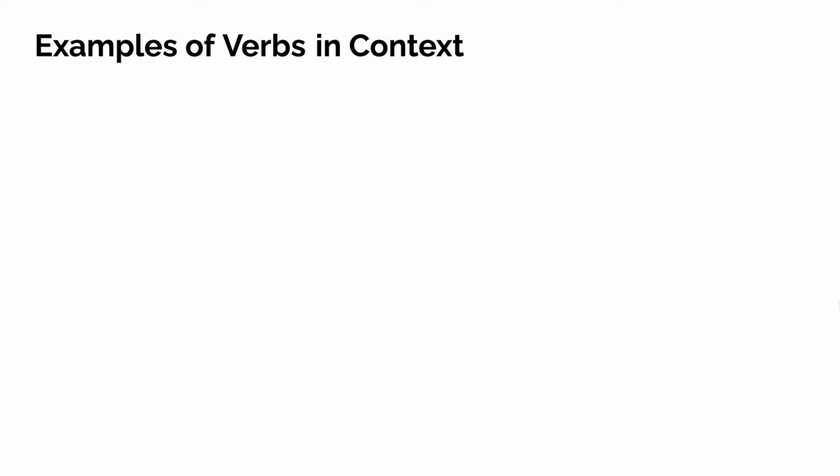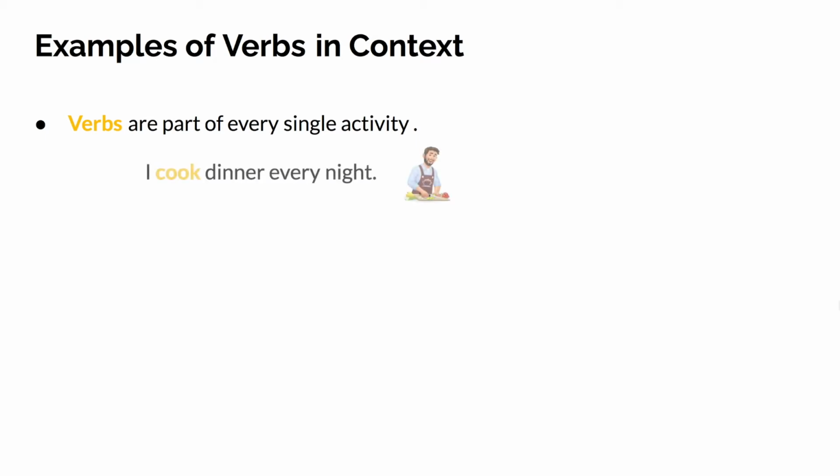Examples of verbs in context. Verbs are part of every single activity. I cook dinner every night. Cook is the verb in this sentence. She teased her brother. Teased is the verb in this sentence.